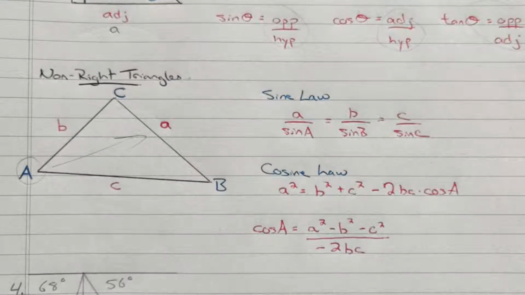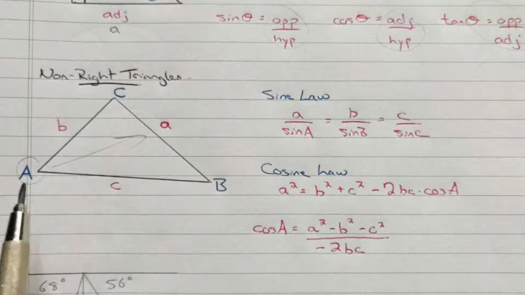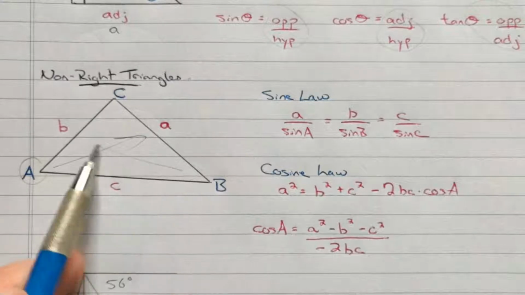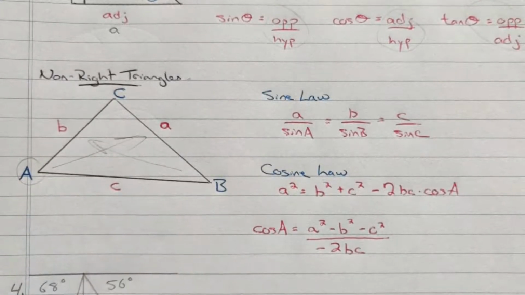How do you know when? If you just try and fill in a formula and you don't have enough information, then you can pick the other formula. But in general, the sine law requires you to have a pair of angles and their opposite sides. So it could be something like angle A and side a, angle B and side b. You have to have a pair of angles and their opposite sides that you're working with.